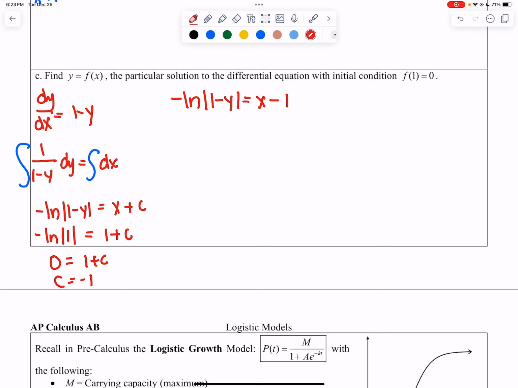I'm going to multiply by the negative. So then I have 1 minus x, or negative x plus 1. I'm going to take e to both sides. So I have 1 minus y is equal to e to the 1 minus x. I'm going to add y and then subtract the e to the 1 minus x, or solve for y, however you want to do it. So you have 1 minus e to the 1 minus x is equal to y as your answer.